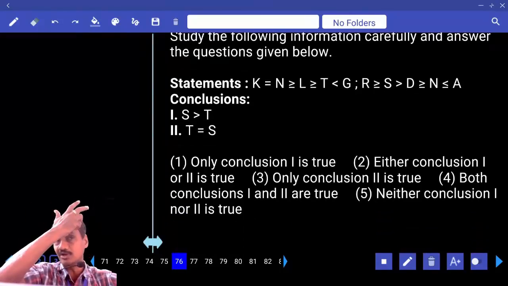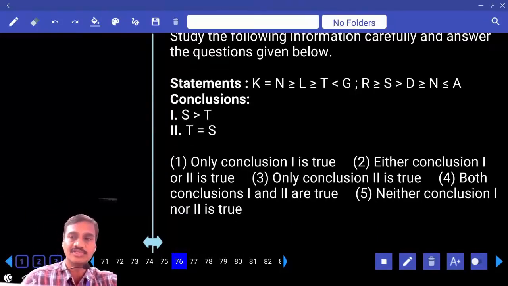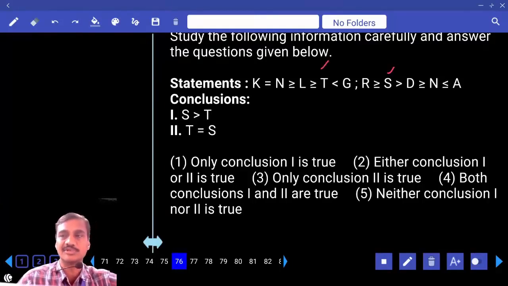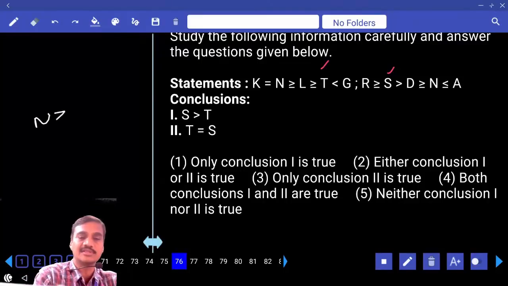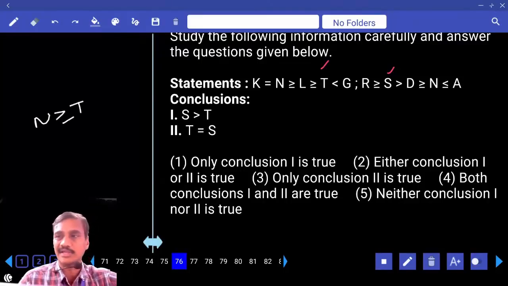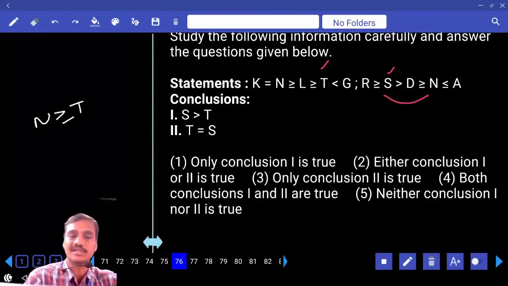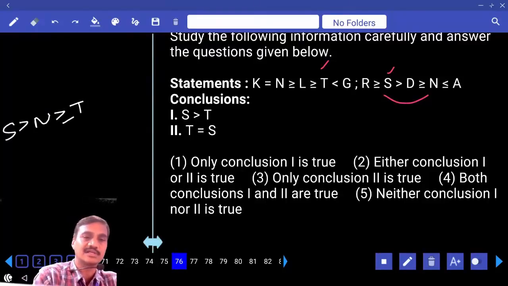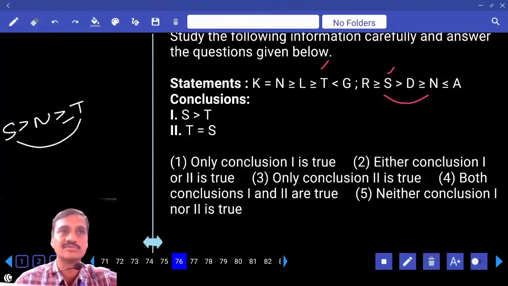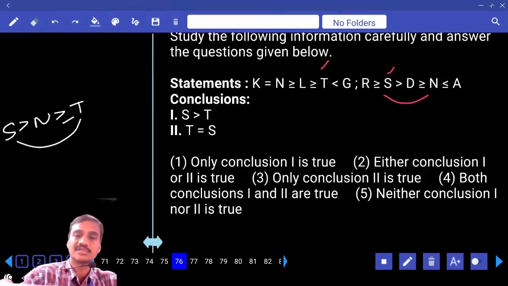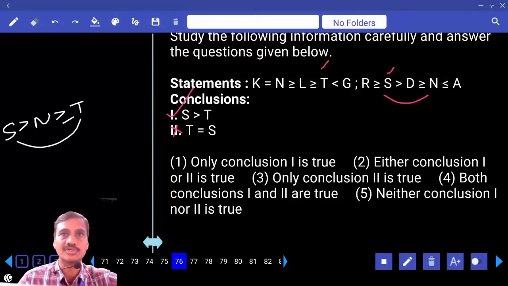Done. Then the relation between S and T. Where is S? S is here and T is here. Which element is common between these two? N is common. As N is common, N greater than or equals to T, then N to S. S greater than N, N greater than or equals to T. And what is the symbol we have? Greater than. S greater than T is definitely true. S equals to T is false. Hence, what is your answer? Only one is true. That is choice 1.